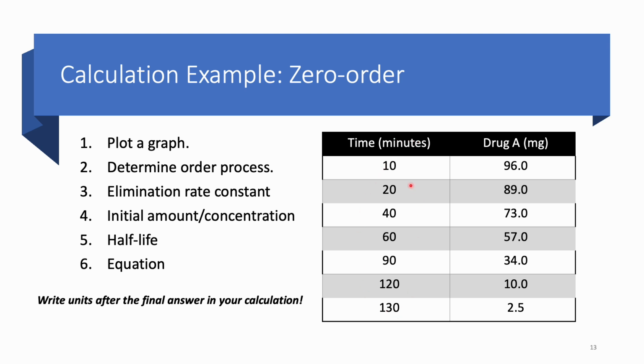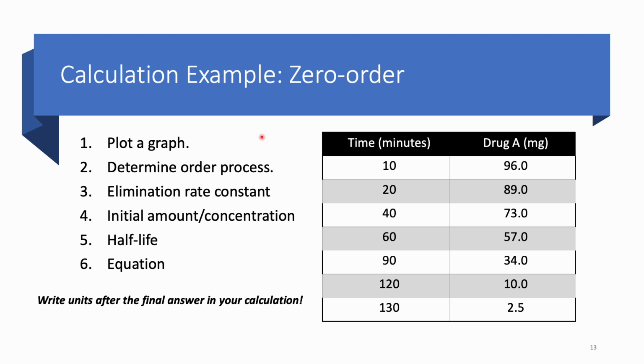However, from this data, you can build the equation and predict how many milligram of drug A is in the blood at time equal to 0 minute. That's the initial concentration. Then you calculate the half-life, which means the time at which half of the drug is remaining in the plasma. Then you build the equation, which will help you predict any amount of drug A at any time t.